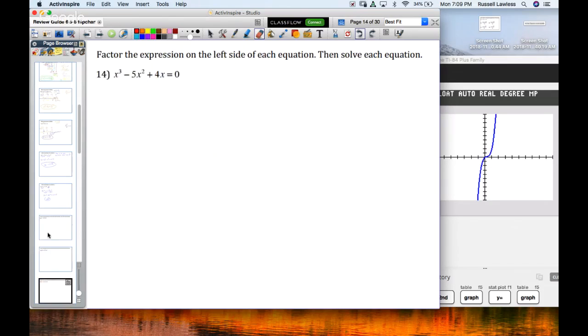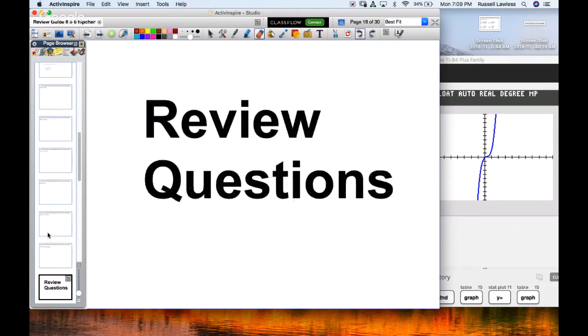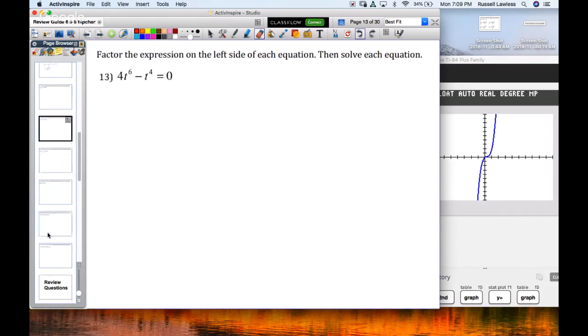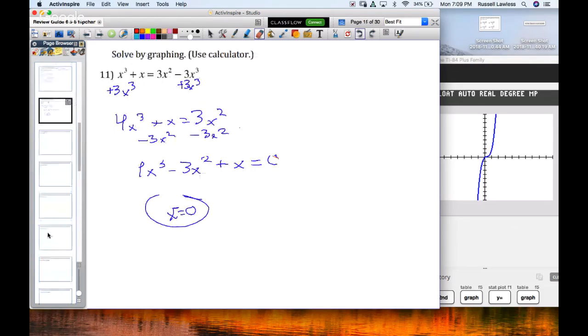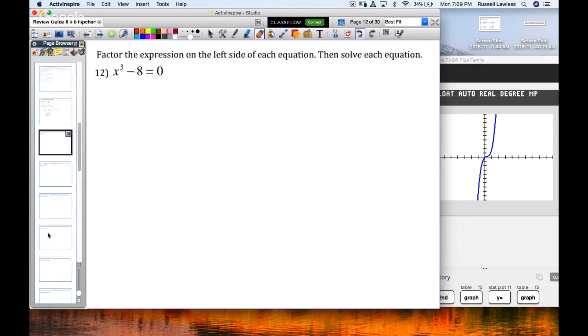So here's where we get interesting. For 12 to 17, these are our factor questions. And so will you have to solve these by factoring? Yes, you cannot just solve them by your calculator.